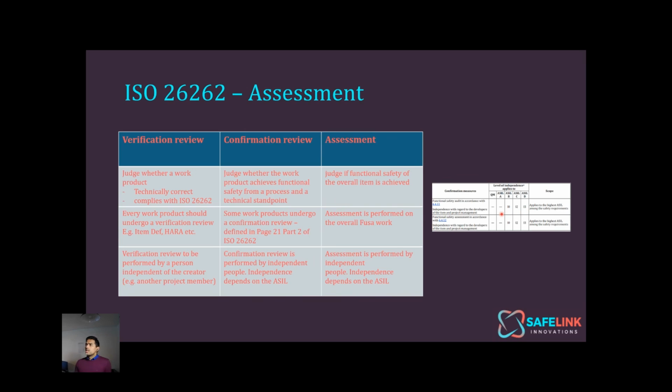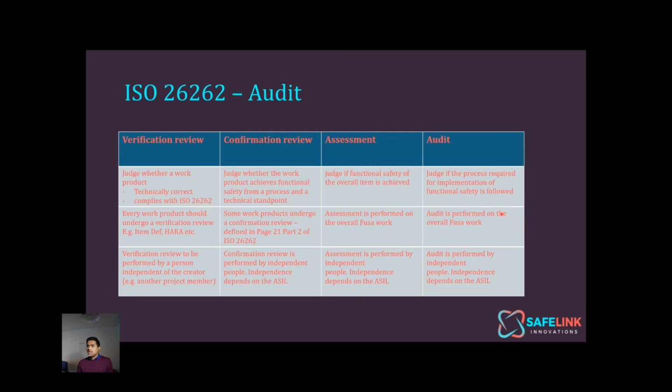So to summarize, verification review is to ensure technical correctness of a product. Confirmation review is to check technical correctness and process correctness for a work product. Assessment is to check functional safety of the overall item. Audit is to check the process compliance of the overall item.